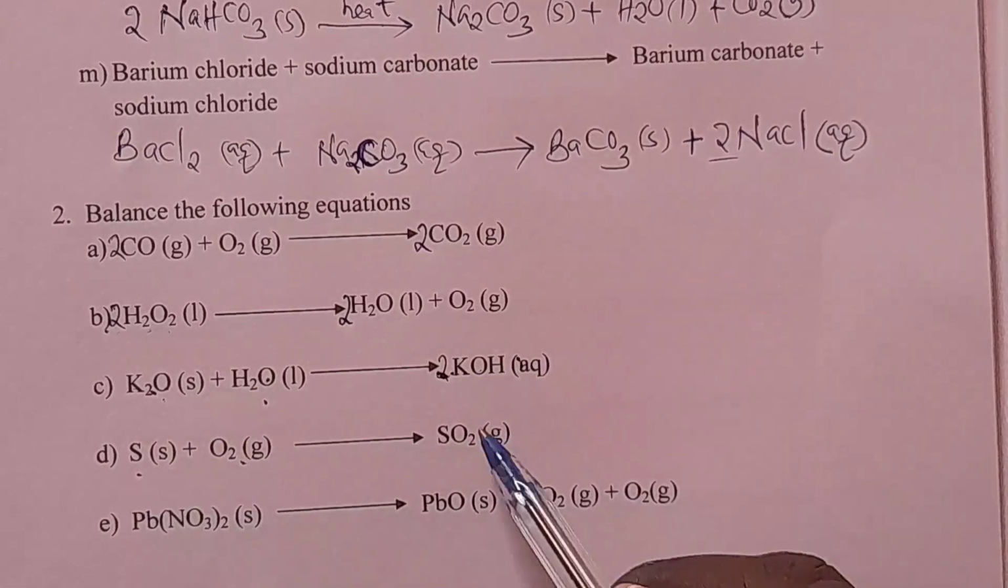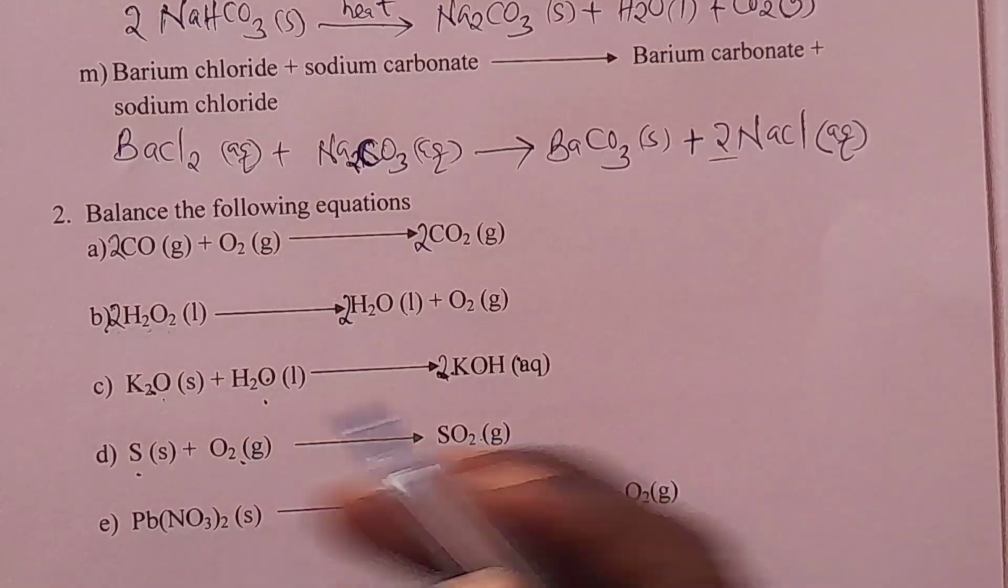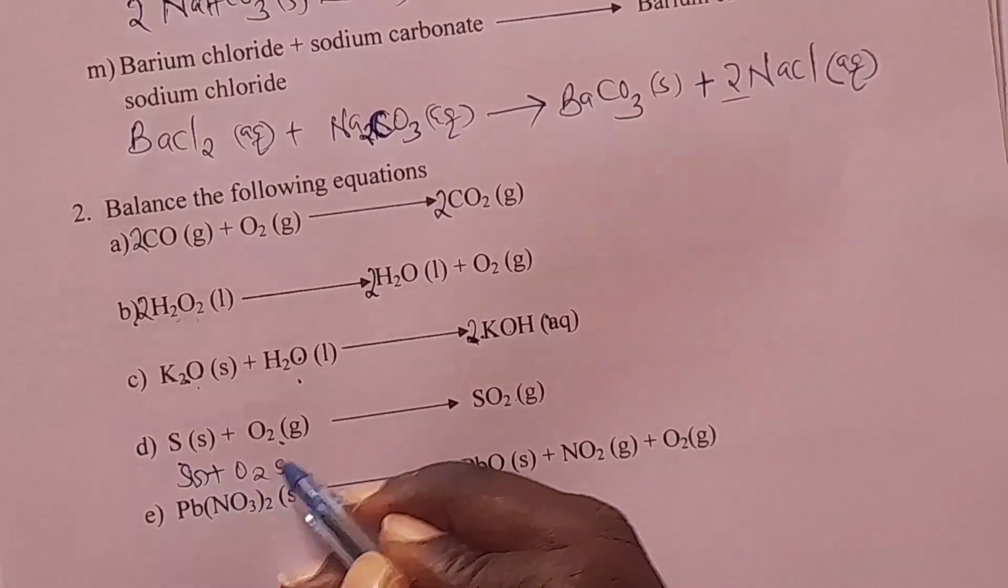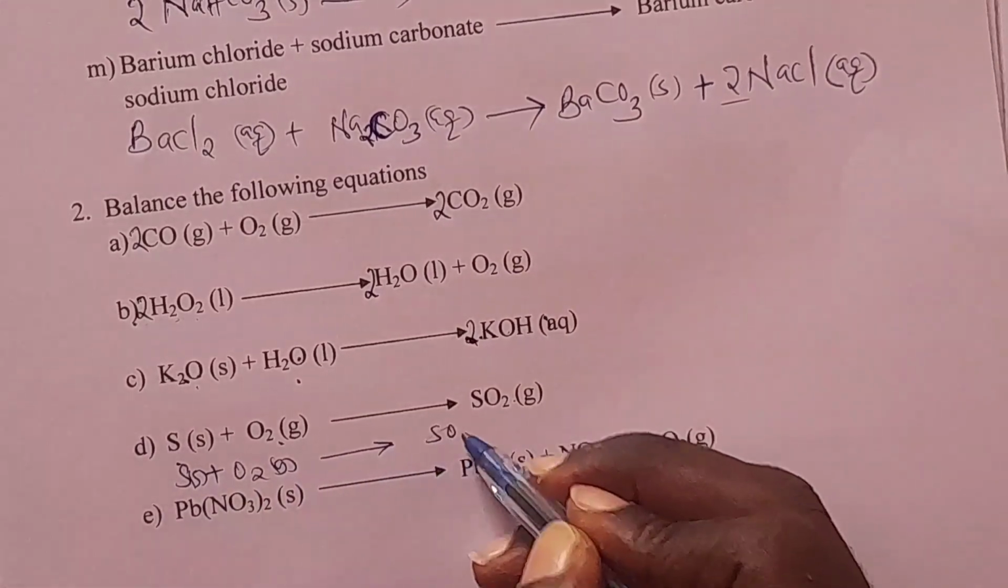So sulfur plus oxygen gives sulfur oxide, and that equation is self-balanced. So we are supposed to write it only. We are going to write sulfur solid plus oxygen gas, so we are going to get sulfur peroxide gas.